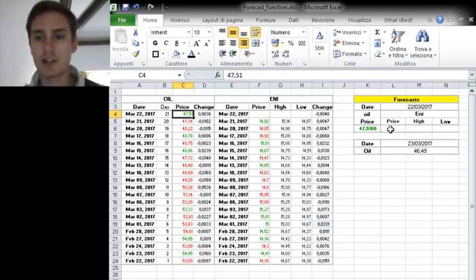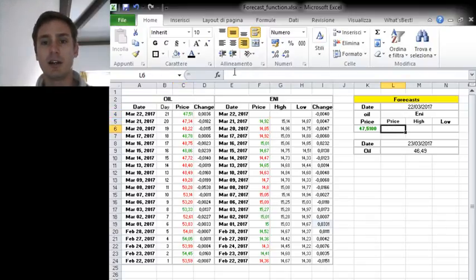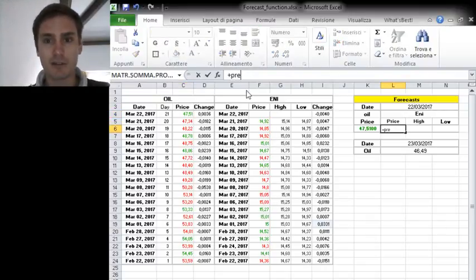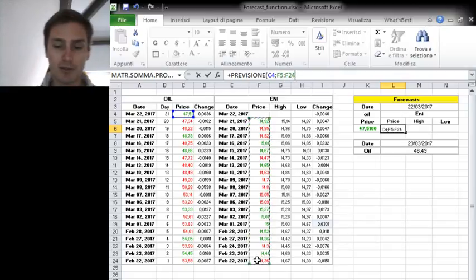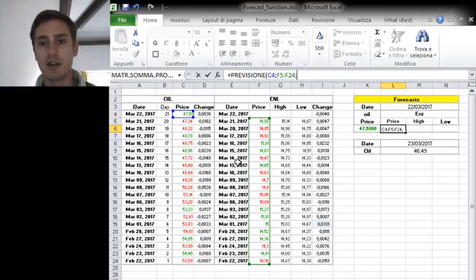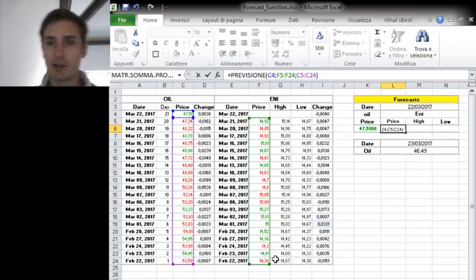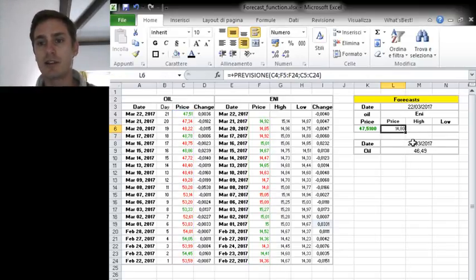All I need to do is just use my forecast function. In my case, it's called PREVISIONE because I'm using an Italian version of Excel. And this function is asking me, first of all, the x, so the known value of the independent variable. That's my oil price this morning. Then my known y's, that's the record of Eni share price for the last month. And now the known x's, that's the record of the oil price last month. Just type enter and I have the predicted value of Eni's share price.